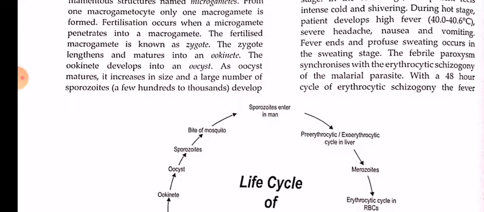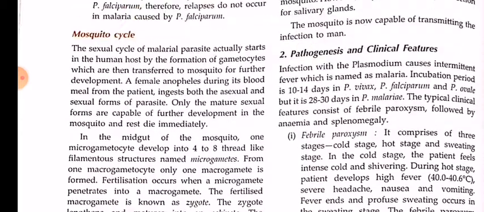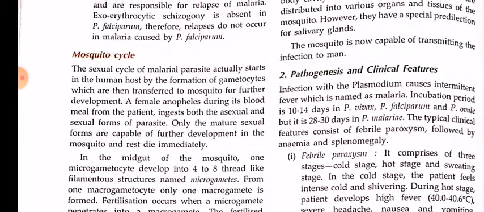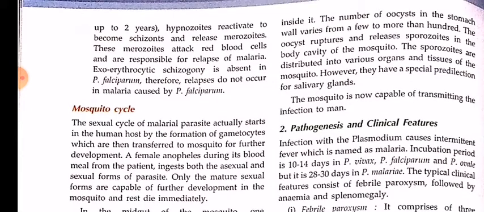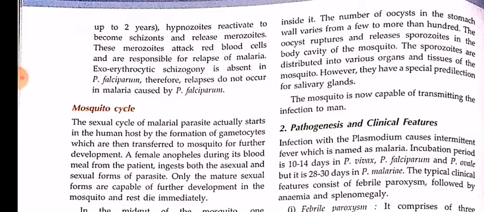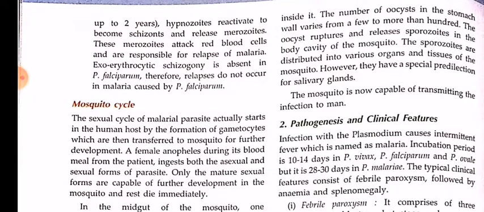As oocysts mature, they increase in size and a large number of sporozoites, a few hundreds to thousands, develop inside. The number of oocysts in the stomach wall varies from a few to more than 100. The oocyst ruptures and releases sporozoites in the body cavity of the mosquito. The sporozoites are distributed into various organs and tissues of the mosquito. However, they have a special predilection for salivary gland. The mosquito is now capable of transmitting the infection to man.